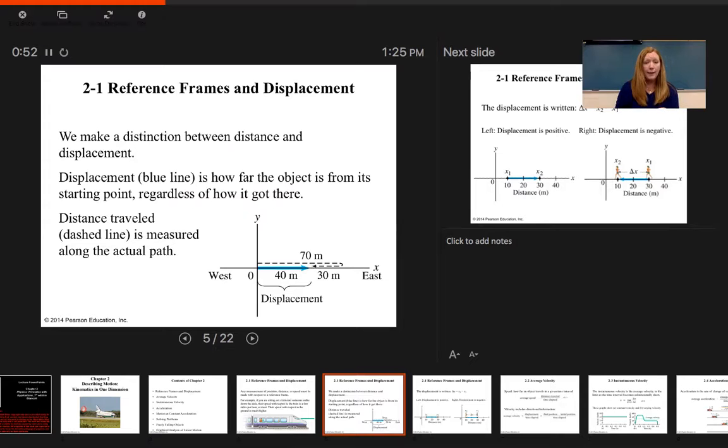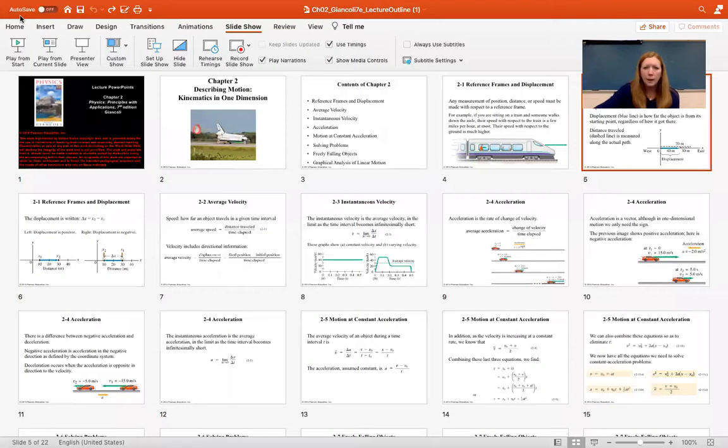If I wanted to find my displacement, I would leave from my car and I would take one line straight to Dunkin' Donuts. That would be my displacement. It's one vector line and it represents the shortest distance from start to finish for that trip, right? So let me show you a couple more examples.